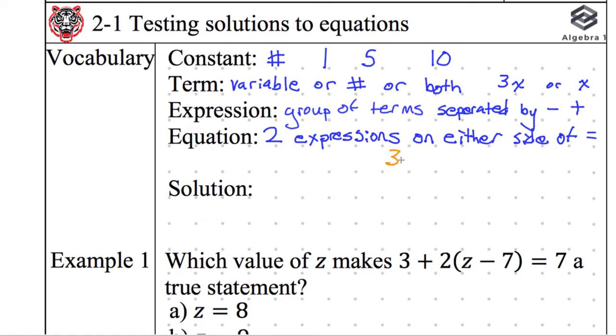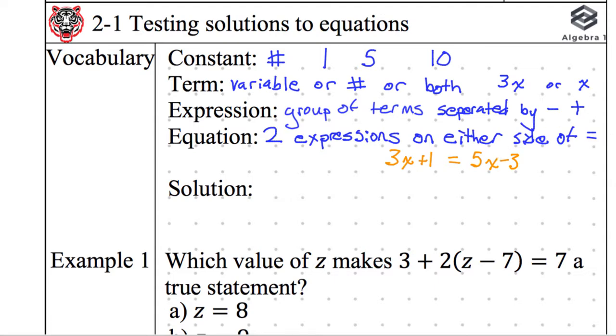So like 3x plus 1 is equal to 5x minus 3. This is an equation because 3x plus 1 by itself is an expression. 5x minus 3 by itself is an expression. 3x is a term, 1 is a term, 5x is a term, 3 is a term, and the constants here are 1 and 3, or minus 3, depending on how you look at the problem. So each of these words has now been defined, and you can actually see an example of it just in this one example.